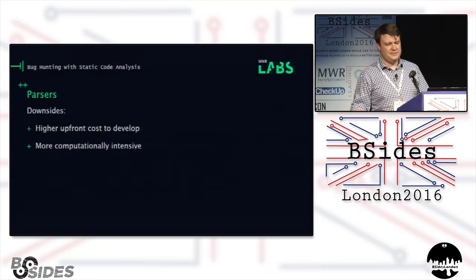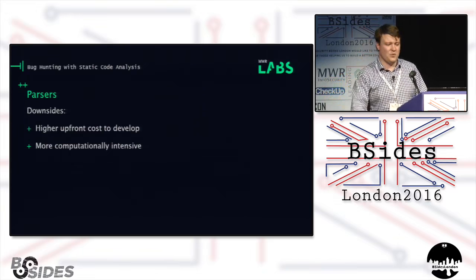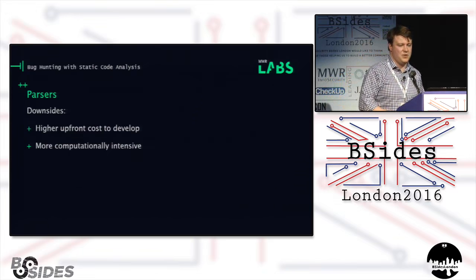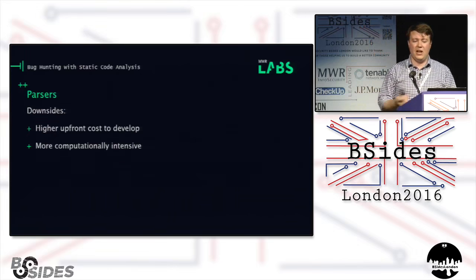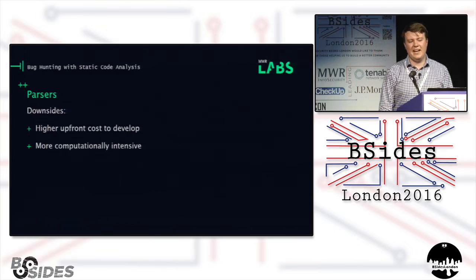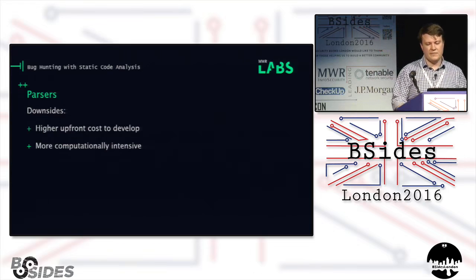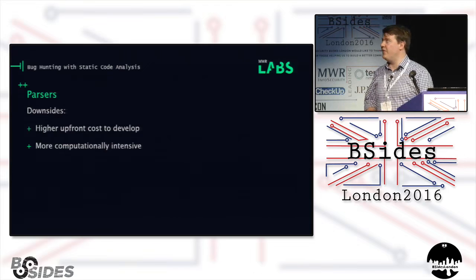They have some downsides. As I said before, higher upfront cost to develop. They are significantly more computationally intensive. The research that led to me doing this presentation came from a client project that we did where we moved from some fairly simple grep bash scripts over to a static analyzer, and it went from about a 30-second runtime on this code base up to about 20 minutes. Mainly because I wrote it in Python, obviously not the most efficient of languages, but it gives you an idea of the kind of computational overhead that these bring to the table.